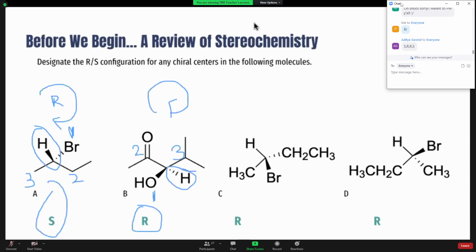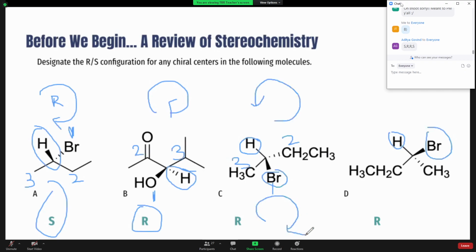So I will draw this out. This is 1, this is 2, and this is 3. And as you can see, the hydrogen and the bromine are far apart from each other as compared to the hydrogen and the bromine on D. So normally, this would have been S, but because they're on opposite sides, it is R.